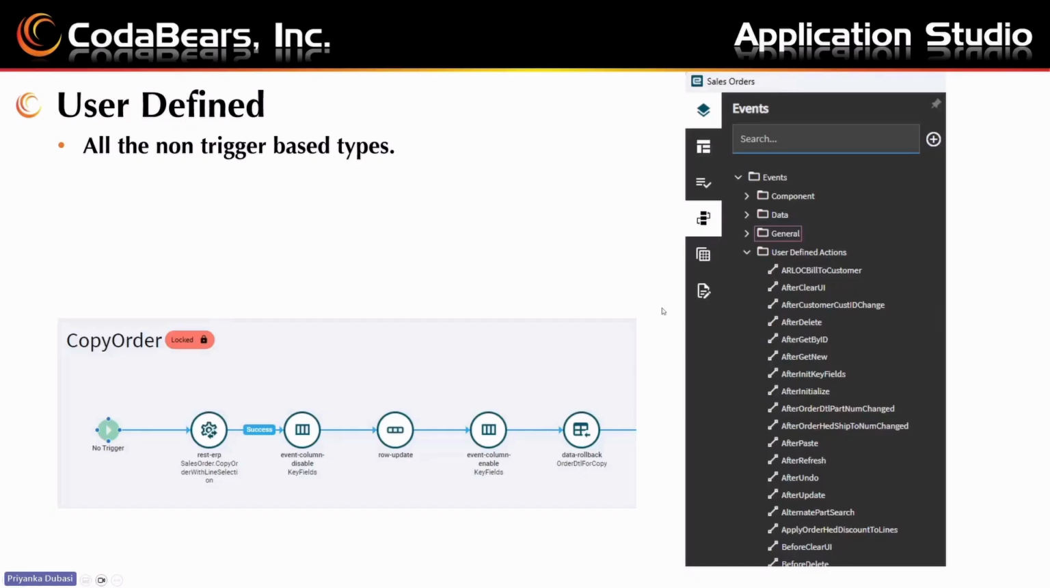Every form would have its own loads of user-defined actions that Epicor has given us based on the form that you're on. Almost all the forms would have your after get new, after get by ID, after update, and before update. Things like these would be common in all the forms, but then based on your form, you have different other actions happening here too.